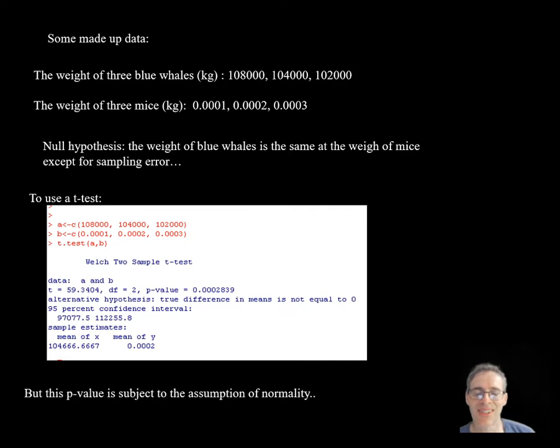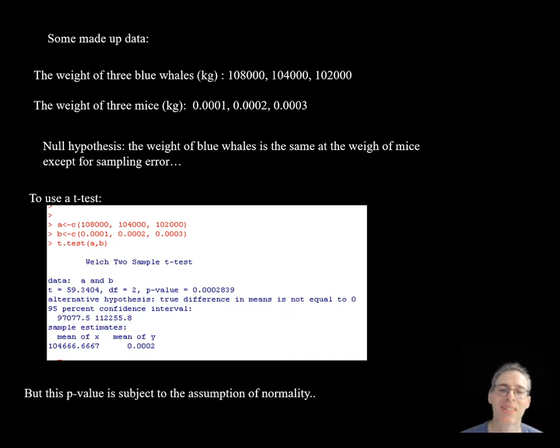So to look at the advantages and disadvantages of the Wilcoxon test, consider just a made-up data set. You have 3 blue whales with weights in the high kilograms, and you have 3 mice with weights of 10 to the minus third kilograms. And these data are completely made up. I actually have no idea what the weights of blue whales or mice are. So if this offends you because the data are too far off, you can just say 3 really big things and 3 really small things.